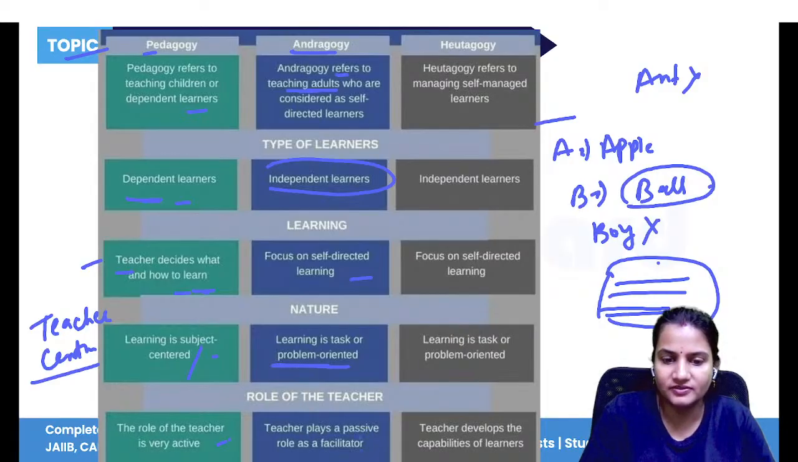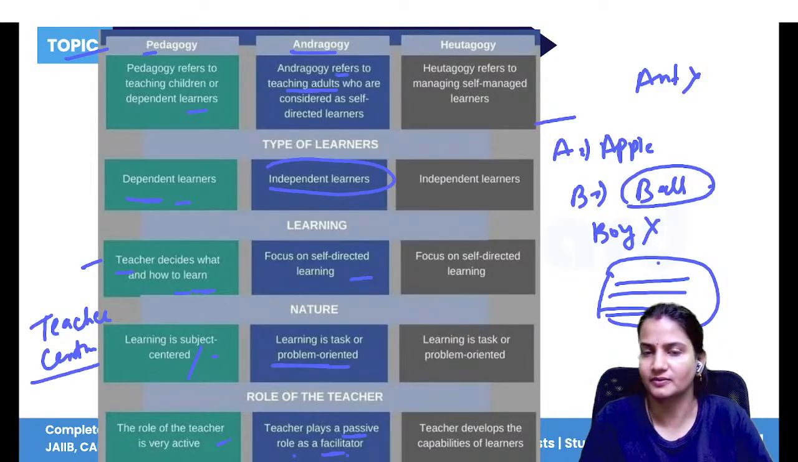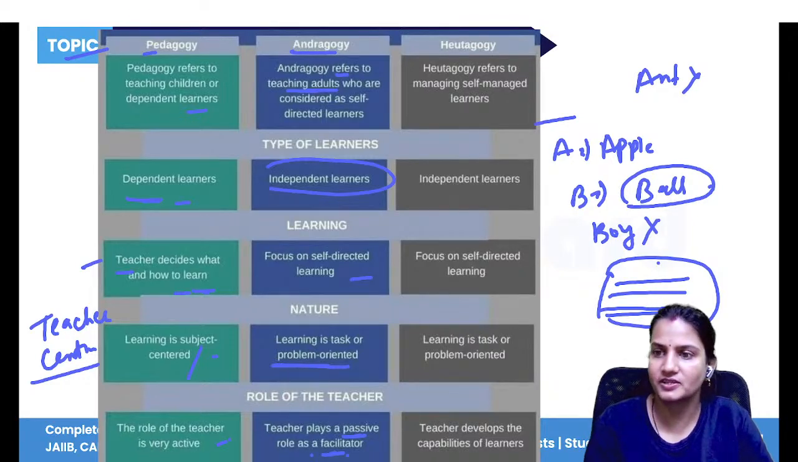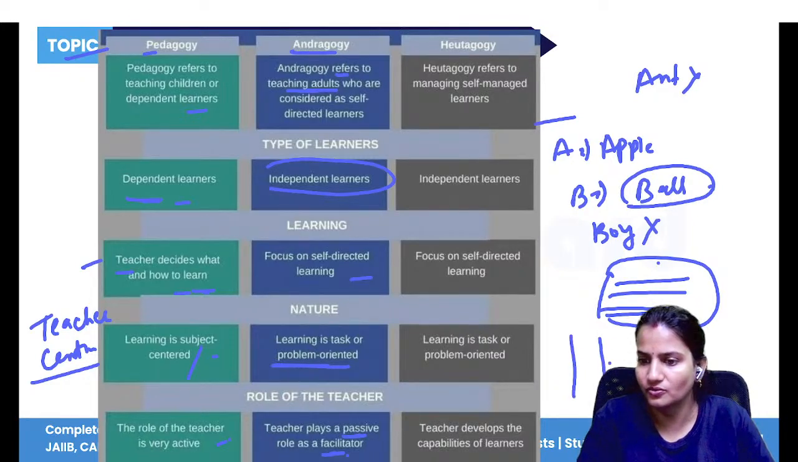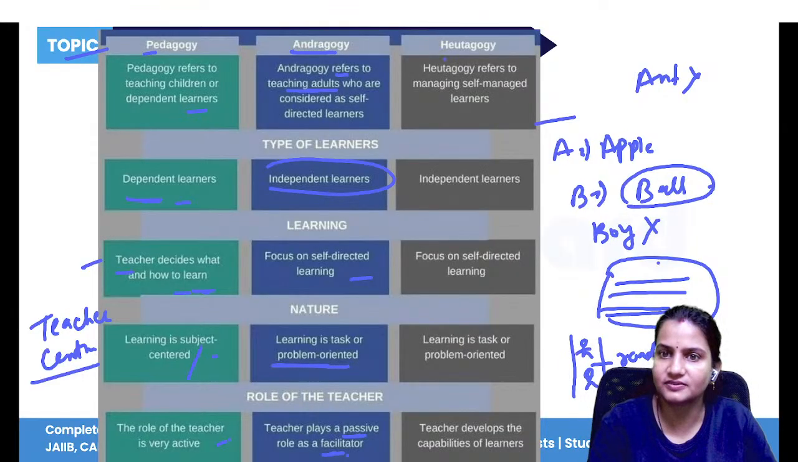So the role of teacher again plays the passive role, and the teacher plays the role of facilitator. Teacher will only give you the guidance, the rest of the work you have to do. Teacher will show you the roadmap or roadway and you only have to walk. Now, next is what the heutagogy.